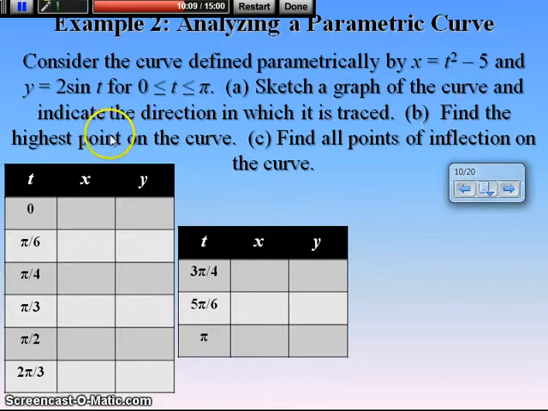B, find the highest point on the curve. We'll use derivatives for that. And then C, find all the points of inflection on the curve. So we'll use the derivative for that. I'm going to, at this time, fill out my table. Again, I'm going back to trig. Even though this one was not trig related, this one was. So I use some of the values on the unit circle from 0 to pi. So pause the video now if you want to fill out the table yourself.